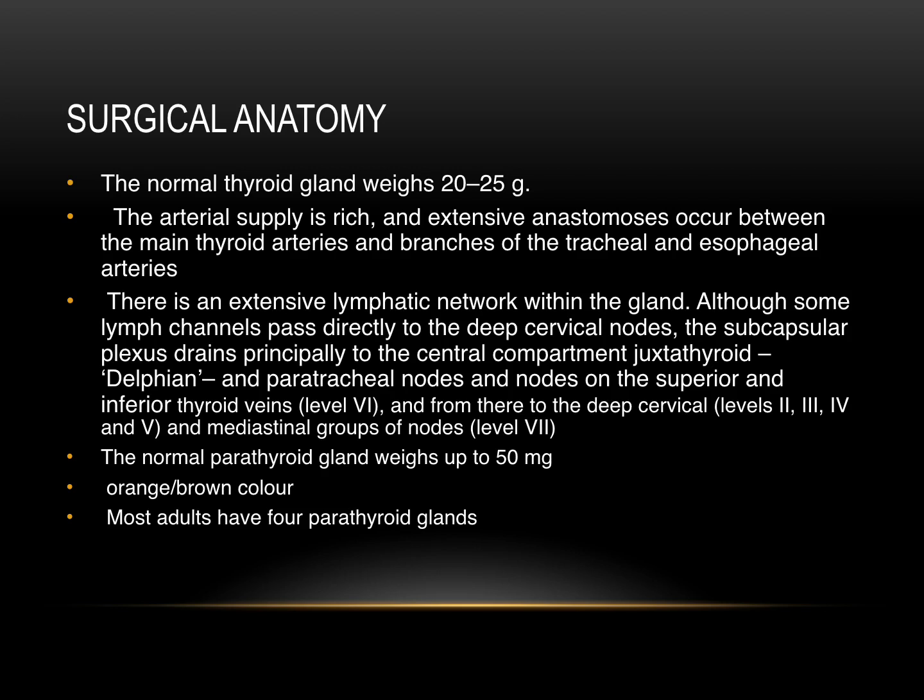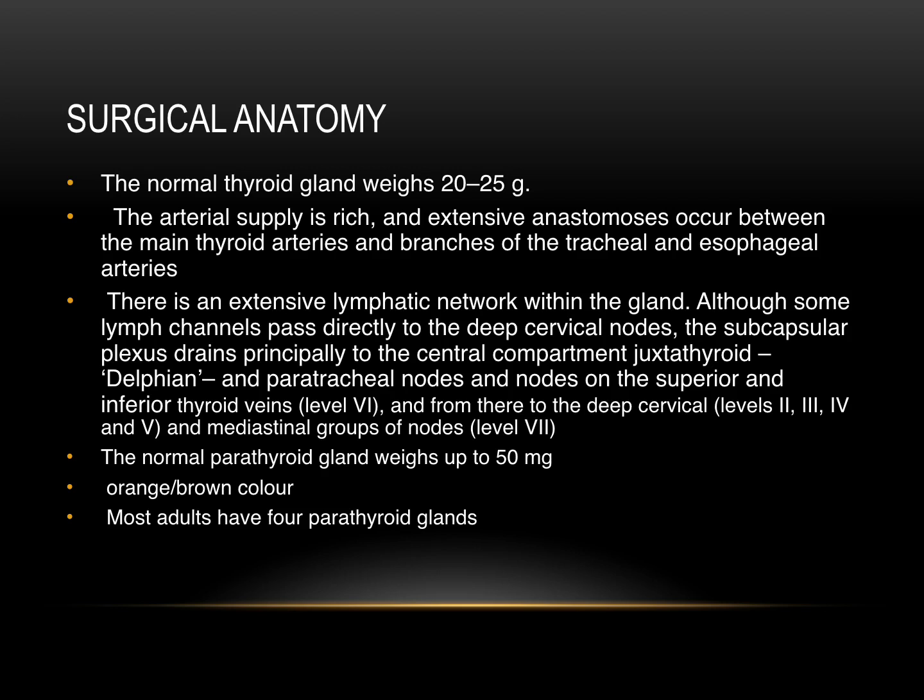Although some lymph channels pass directly to the deep cervical lymph nodes, the subcapsular plexus drains principally to the central compartment: juxtathyroid, Delphian, and paratracheal nodes, and nodes on the superior and inferior thyroid veins. These are level 6, and from there to the deep cervical lymph nodes, levels 2, 3, 4, and 5, and the mediastinal group of nodes, level 7.